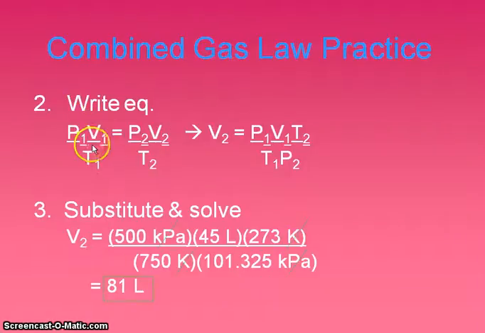Then I'm going to write out my equation, P1 V1 over T1 equals P2 V2 over T2, and solve for V2. So I take P1 at 500 kilopascals, multiply it by V1 at 45 liters, and T2 at 273 Kelvin, and divide all that by T1, which is 750 Kelvin, and P2, which is 101.325 kilopascals. My pressure units and temperature units cancel, and all I'm left with are my volume units.